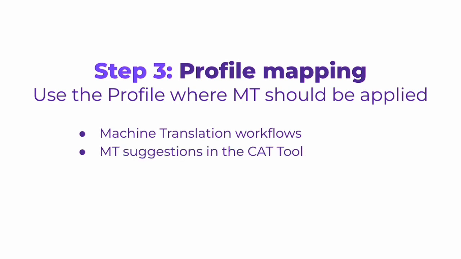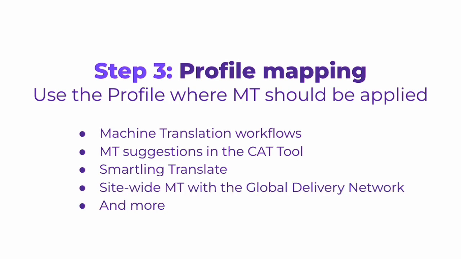Machine translation can also be used in other ways, for example, to assist human translators in the CAT tool, to provide ad hoc translations in our Smartling Translate portal, or to instantly translate your website with Smartling's global delivery network. You can either use the same MT profile for each of these applications, or create different profiles for all of your various translation needs.